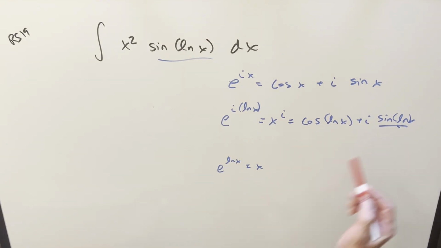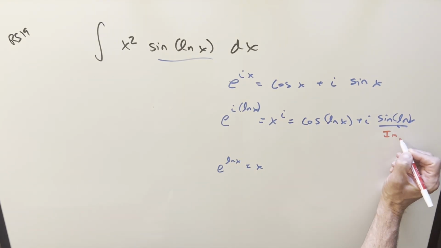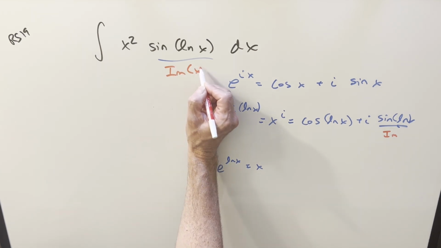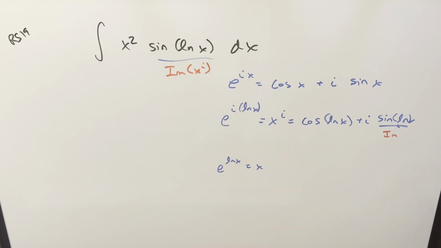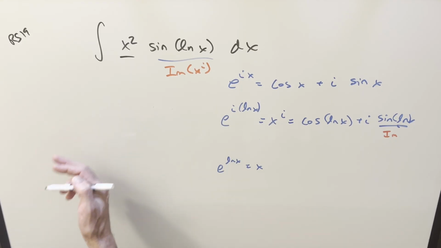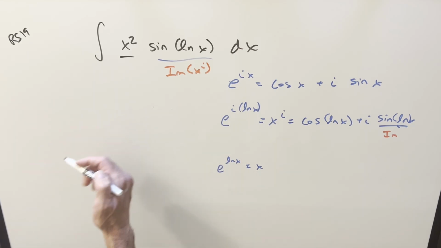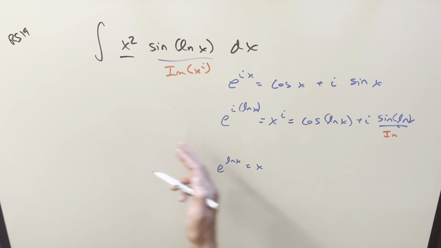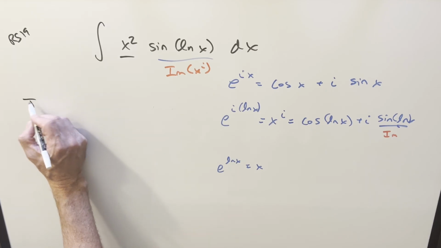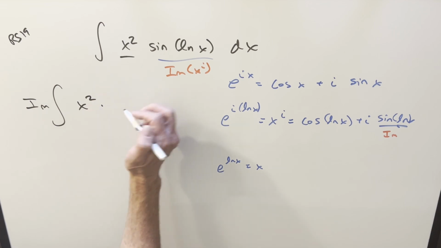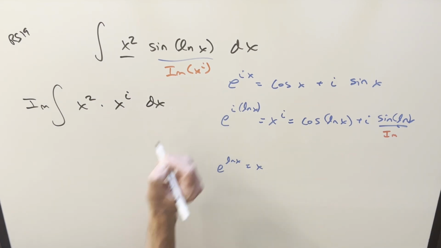So the part we're interested in is going to be the imaginary part. So here we could call this thing the imaginary part of x^i. But actually we can wrap that around the whole integral, because the x squared doesn't really change anything. It's not actually a constant, it's just that it's strictly real. So we can bring that in like a constant and wrap this around the whole thing and say we want the imaginary part of the integral of x squared times x^i dx.